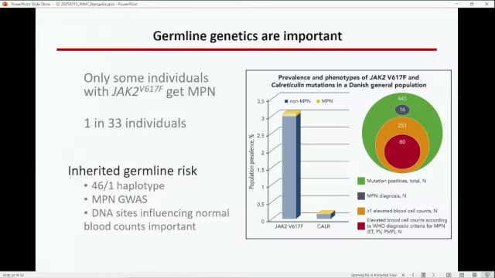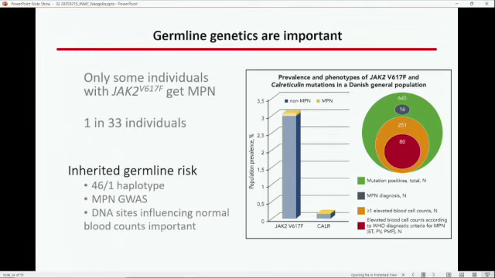But what we're beginning to realize, the third line down, it says DNA sites influencing normal blood counts, also important. So we did a study last year where we just looked to try and understand what are the sites in our DNA that influence our blood counts. Nothing to do with MPNs, because if we measured our blood counts, they'd all be slightly different. Our hemoglobins wouldn't be the same. Our platelet counts wouldn't be the same. Some people would have a platelet count twice that of the other, but they're still within the normal range.